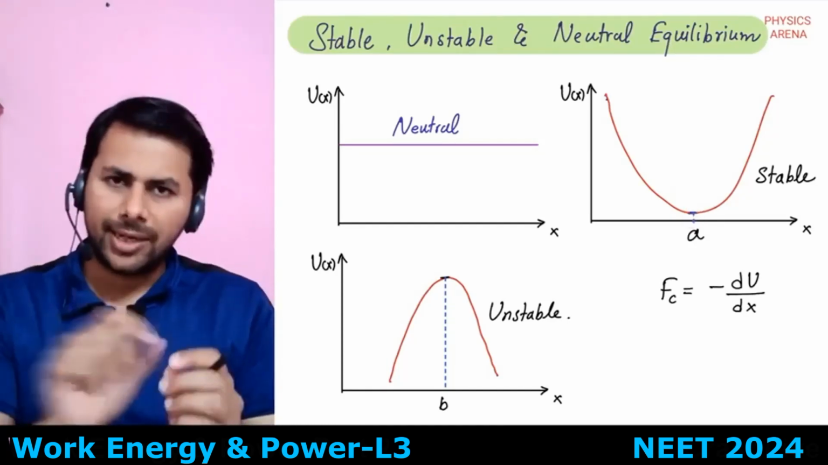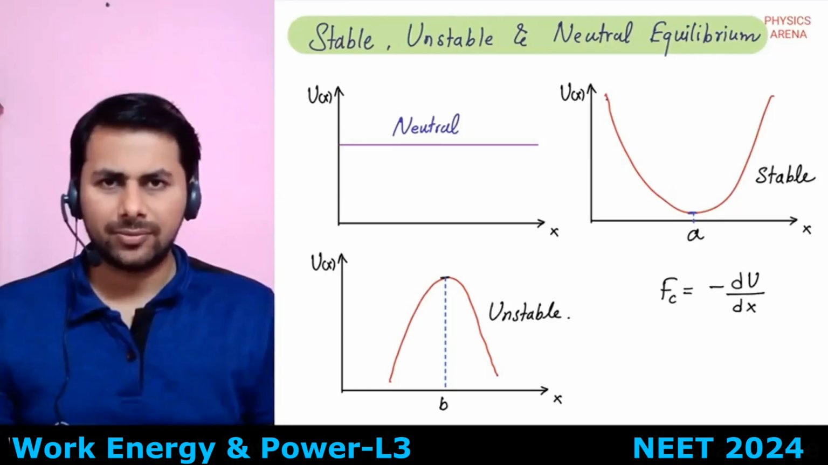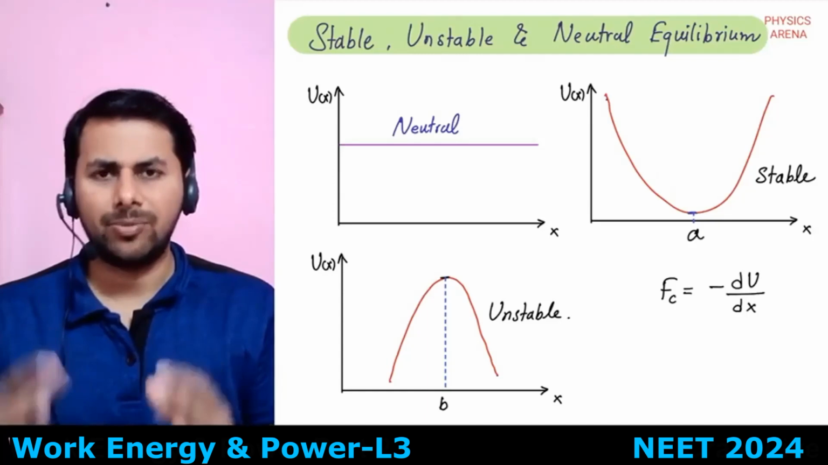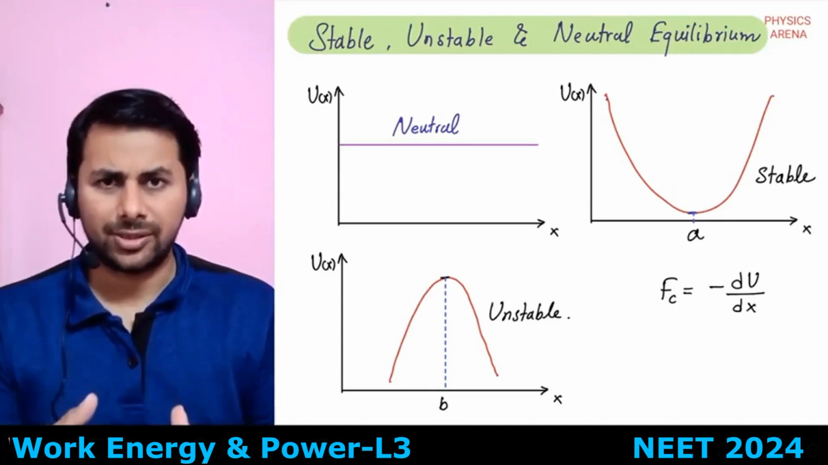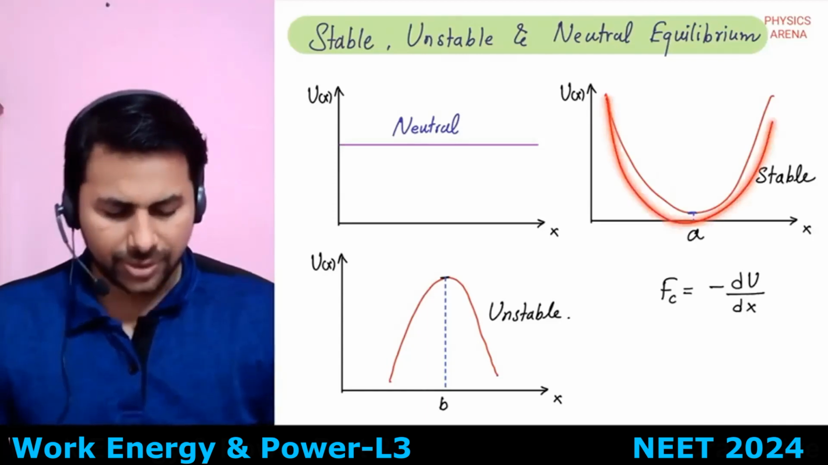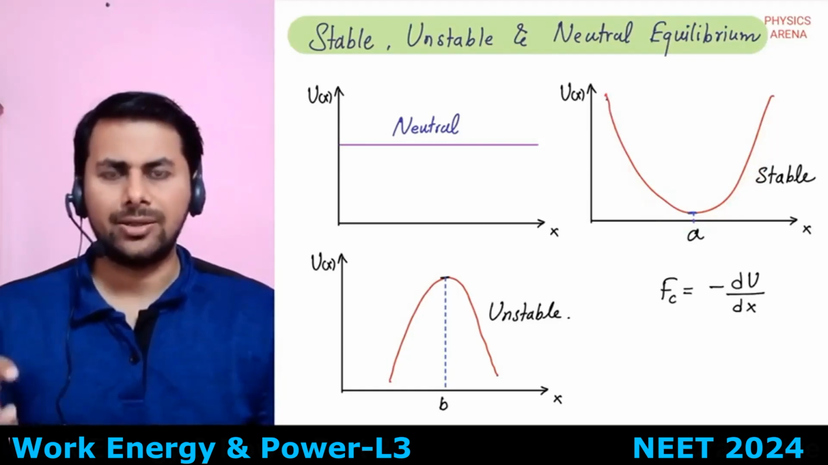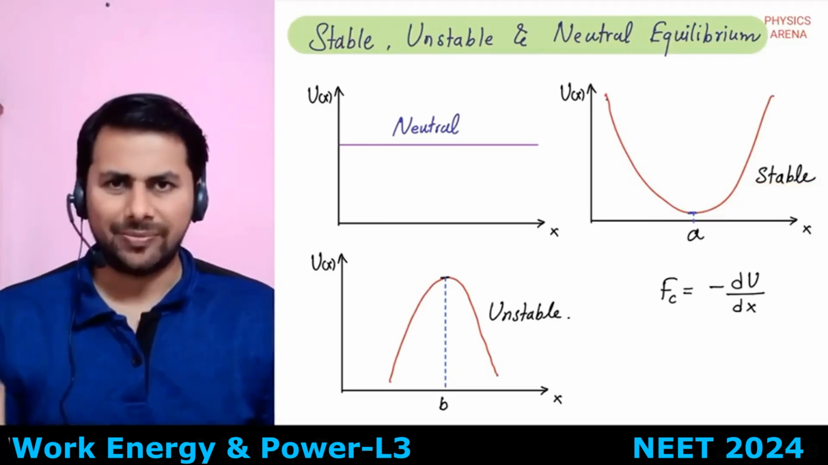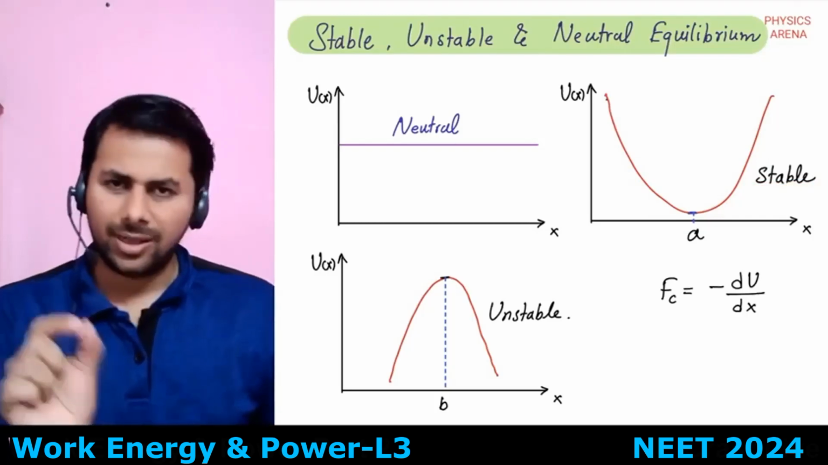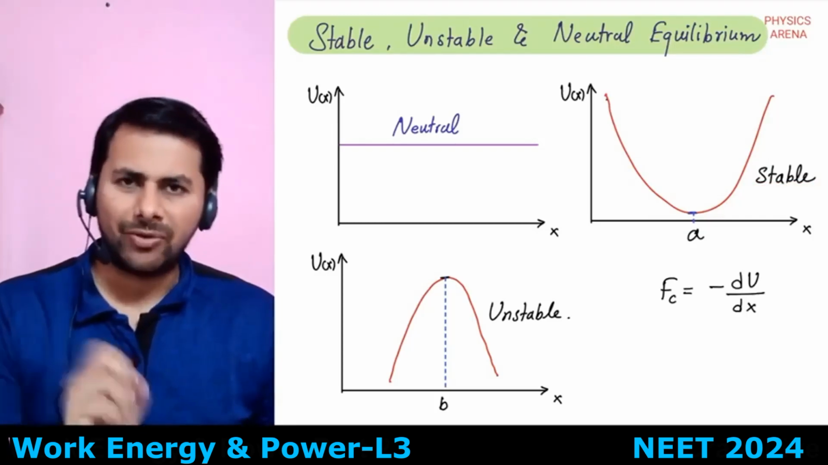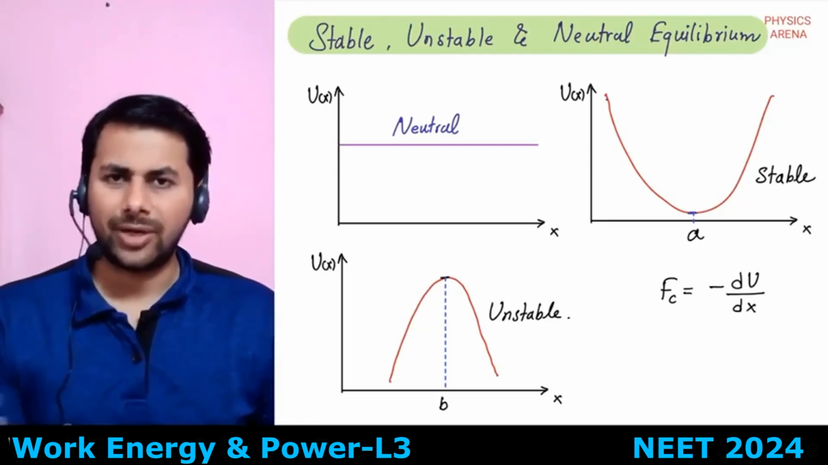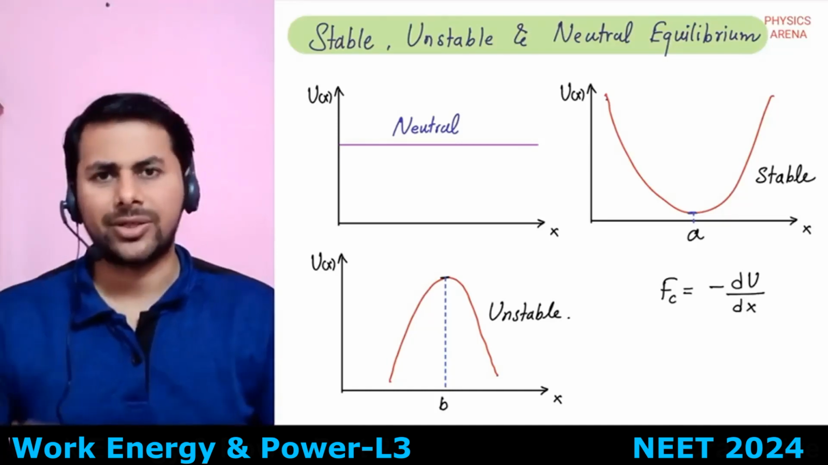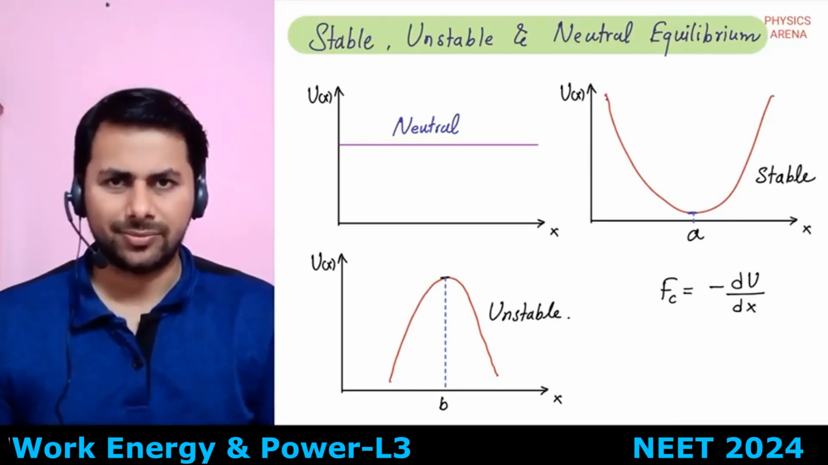So if you move left or right, what happens? The force will push you towards the equilibrium position or the mean position. Therefore this kind of equilibrium is known as stable equilibrium. Even if there is a small displacement away from this equilibrium point, there is a conservative force which pushes the object towards the equilibrium position.